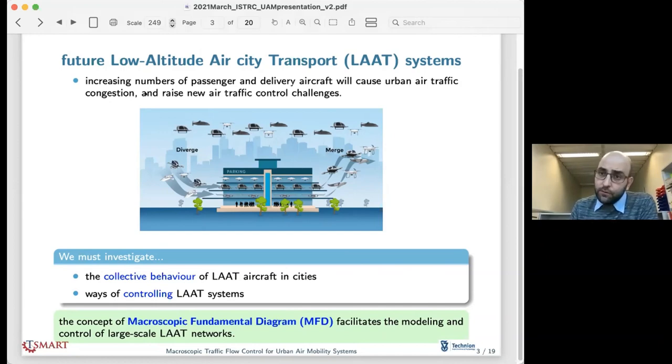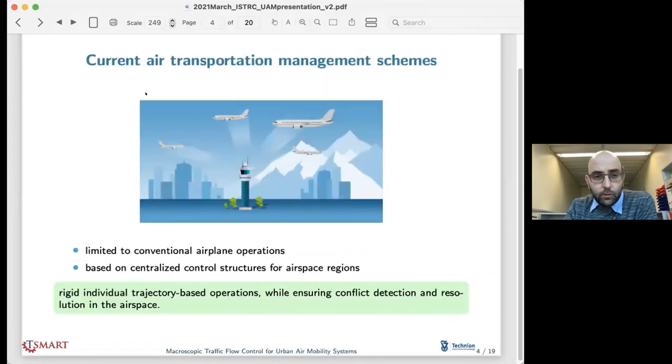As a continuation of the discussion with Roni, if you have a lot of drones carrying hamburgers going in the city of Haifa, you need maybe to try to control it somehow, in different levels or different altitudes or other possible options in managing. So we utilize the concept of MFD to model and to control the large scale network.